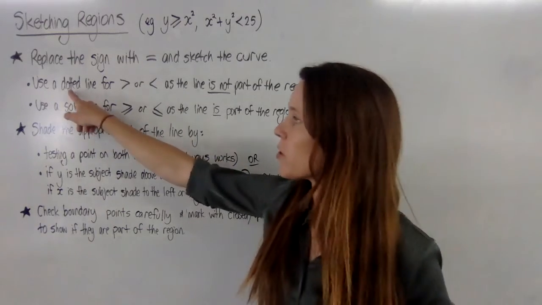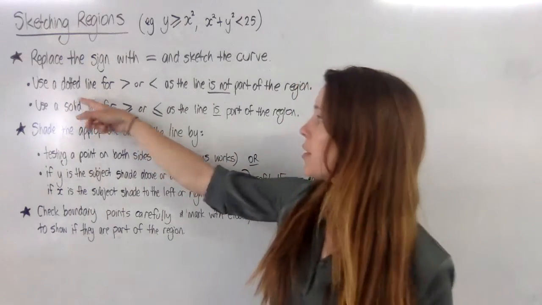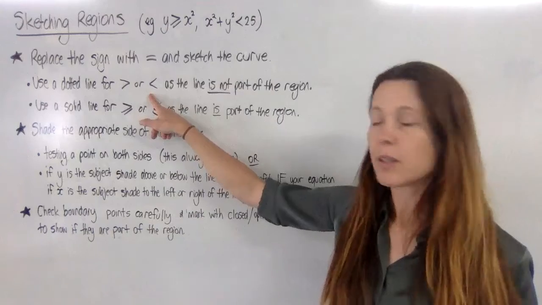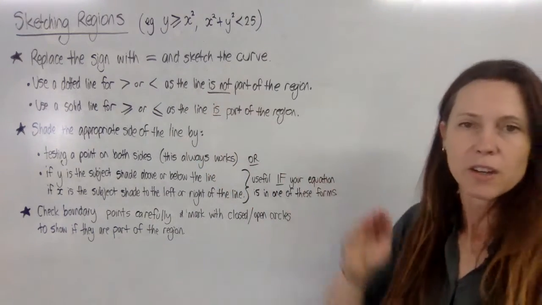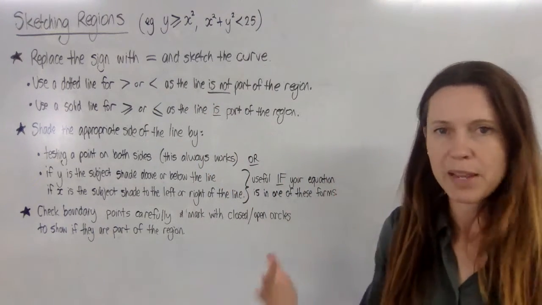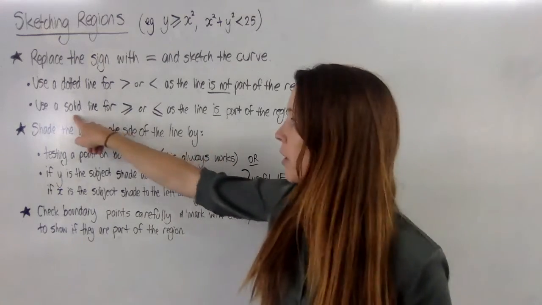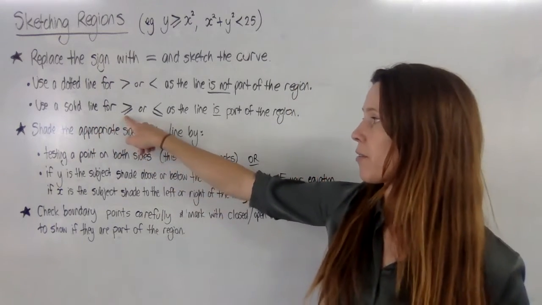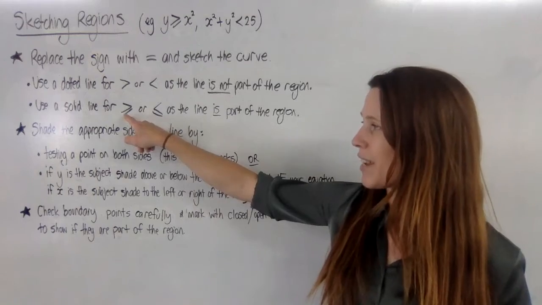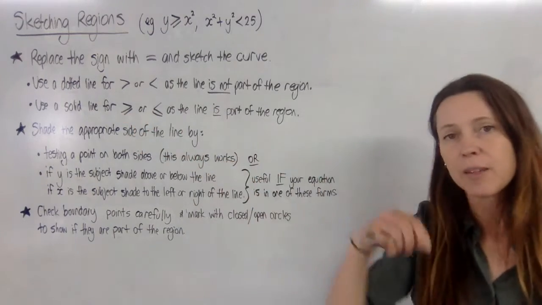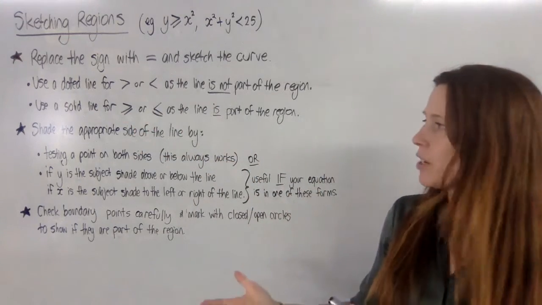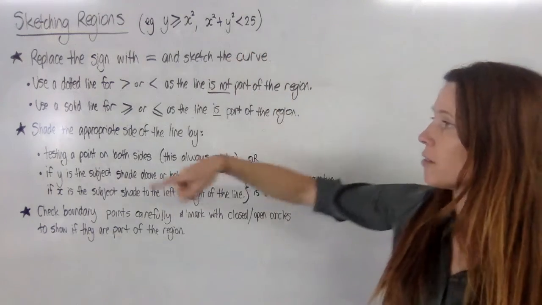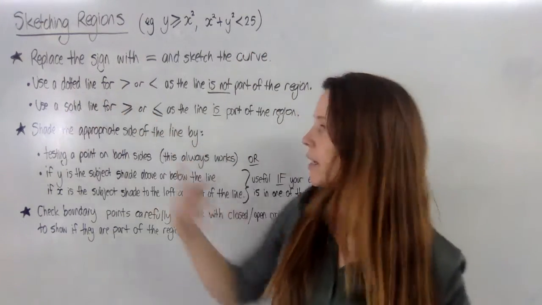But we want to use a dotted line for our sketch if we're dealing with less than or greater than signs, because our line is not actually going to be a part of the region, it's just going to be a boundary of it. Whereas we want to use a solid line for our curve if we're dealing with either of these two signs, because we've got that equal to there, and that means that the line that we sketch is actually going to be a part of the region. So sketch it, choose a dotted line or a solid line, easy.